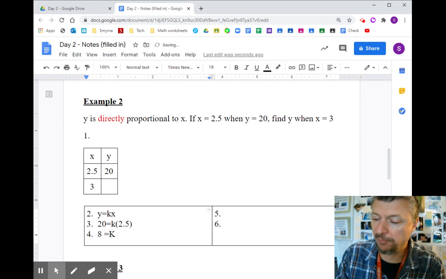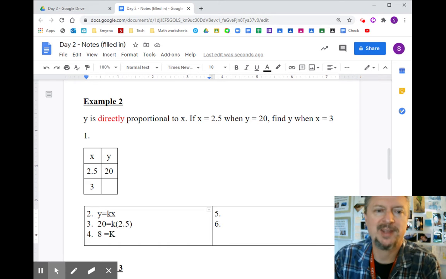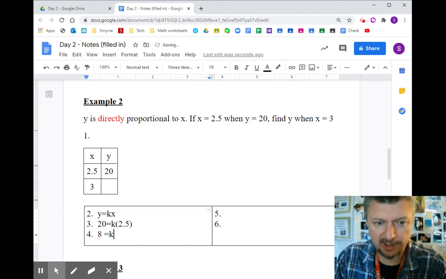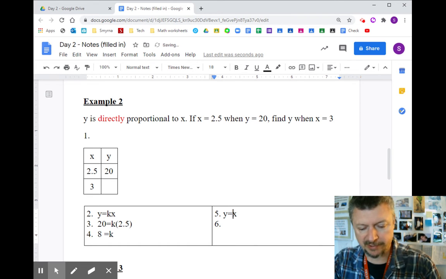K is 8. I'm going to get in the calculator just in case. 20 divided by 2.5, because it's late in the day. 8. Okay. Now we have k. Now we plug it back into this equation, the general direct variation equation. We know k is 8.